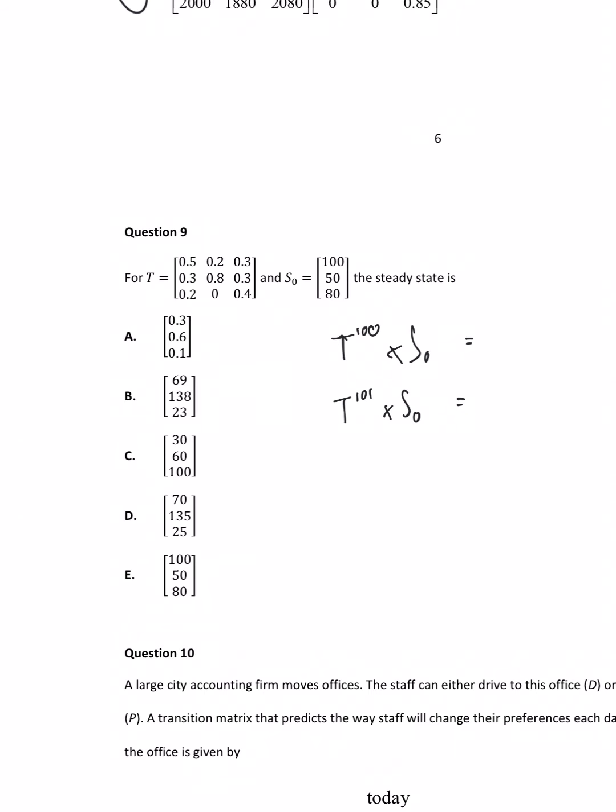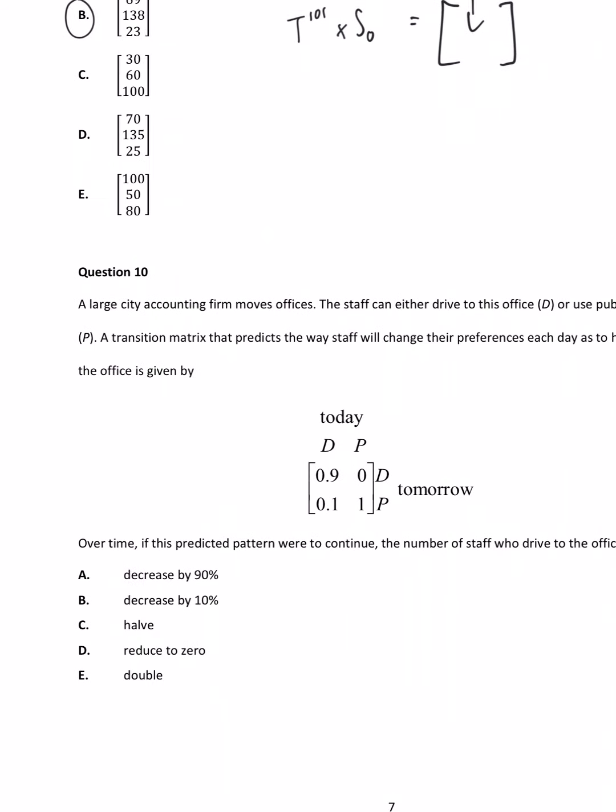So I'll quickly just do this first one. What I get is this answer, 69, 138, and 23. Then I'll quickly just change the power of that first one to 101. If it's the same, which it is, this is the same numbers, we know that that's our steady state. So the answer will be B.